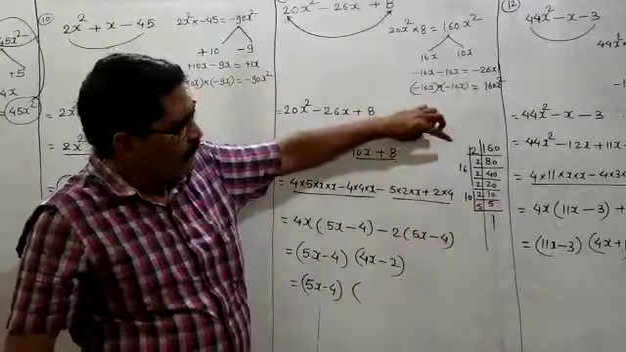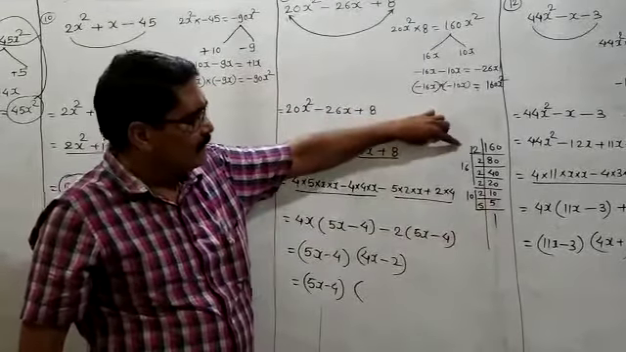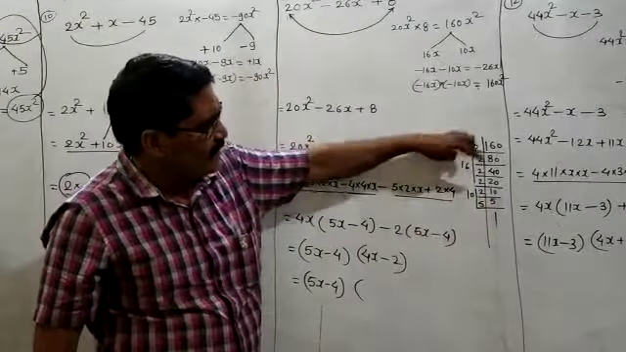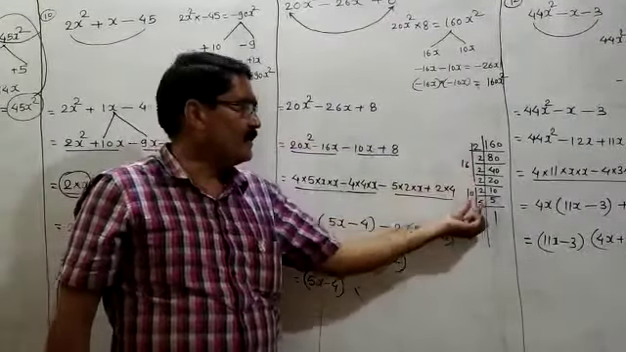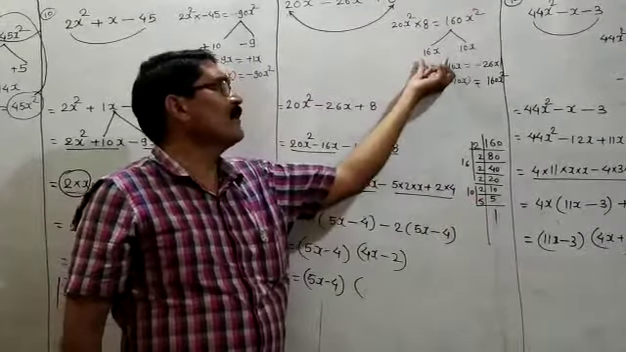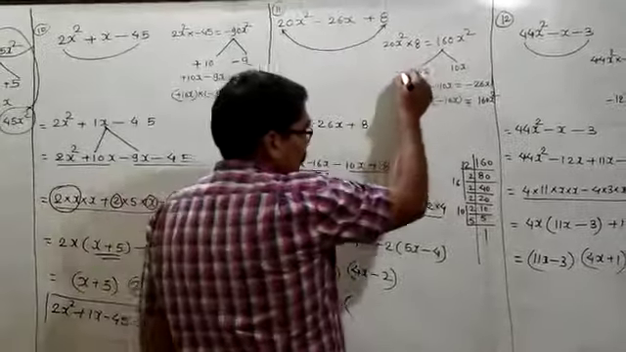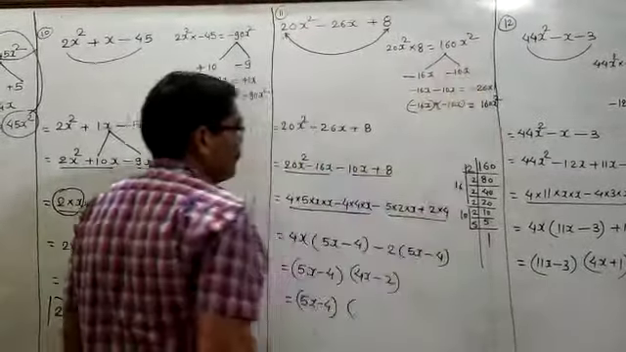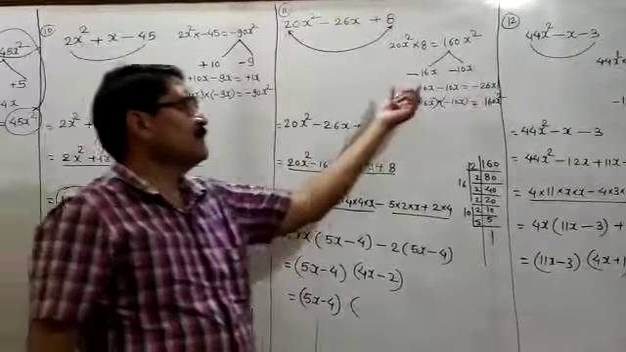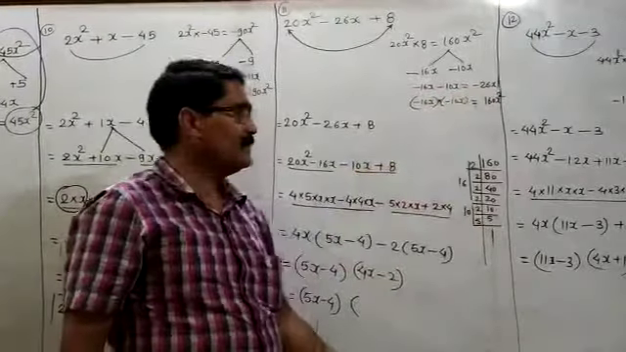And choose the proper factors. 2 2s are 4, 4 2s are 8, 8 2s are 16, and 2 5s are 10. So I will write this as 16 and 10. The middle term has to be minus, so I will give the minus sign to 16 and the minus sign to 10. So minus 16x minus 10x is equal to minus 26x.